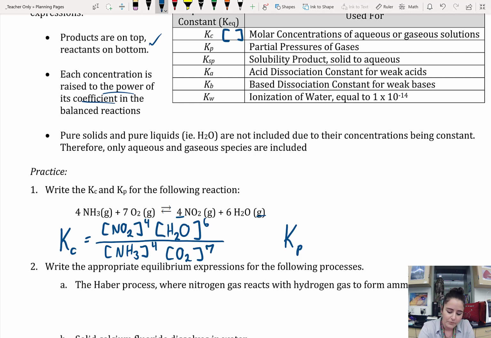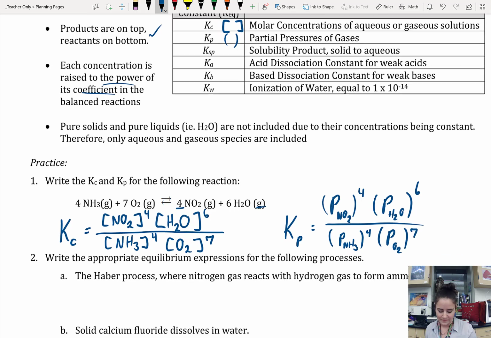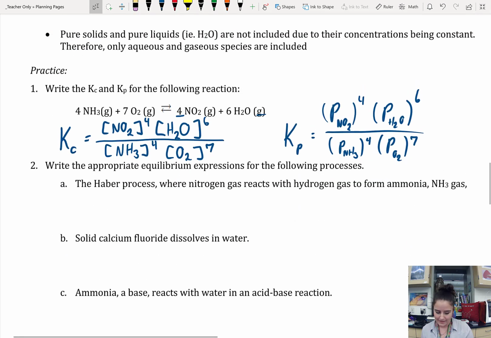Okay, now for the pressure one, these are all gases, so they're all going to get included. But for pressures, we really want to use not square brackets. Square brackets are only for molarity, so we use the curved brackets. And it's the pressure of NO2 to the 4th power times the pressure of H2O to the 6th power over the partial pressure of NH3 raised to the 4th power and the partial pressure of O2 to the 7th power. Okay, cool. So let's look at a couple other ones.